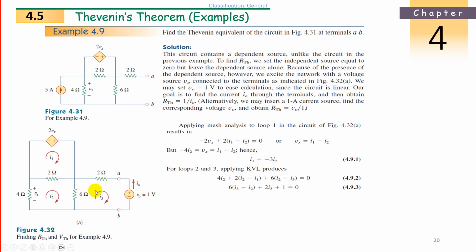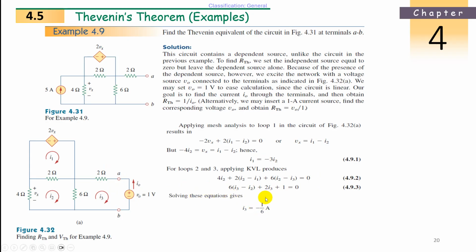Then the third loop, we have 6 I3 minus I2, here 6 and 2. How much is this one? 2 I3 plus 2 I3. And what is the voltage? Current entering the plus terminal, so plus 1 volt because the V0 is 1. So equal to 0. So we have 1, 2, 3 equations with I1, I2, and I3. Three unknowns and three equations we have.